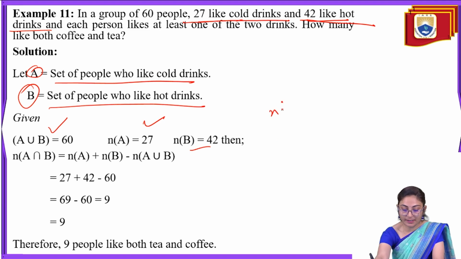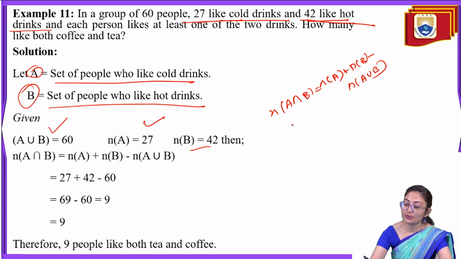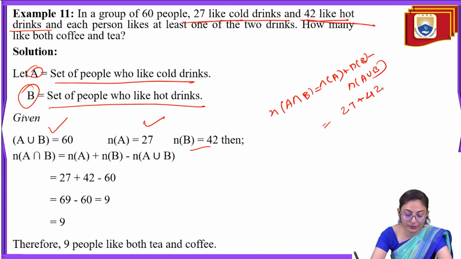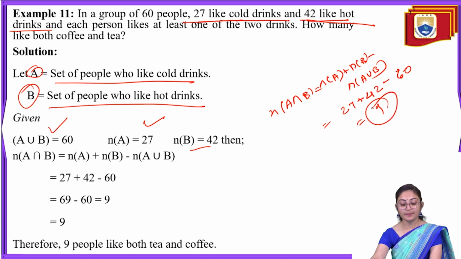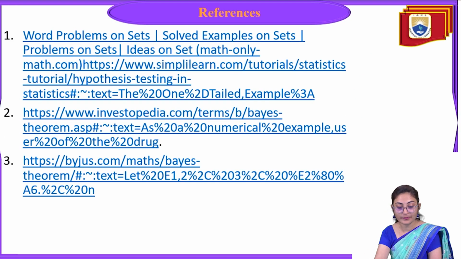So, definitely again we have the formula n of A intersection B is equal to n of A plus n of B minus n of A union B. So, n of A value is 27, n of B value is 42 and n of A union B is 60. So, after solving you will get the answer 9. That means people who like both tea and coffee, 9.